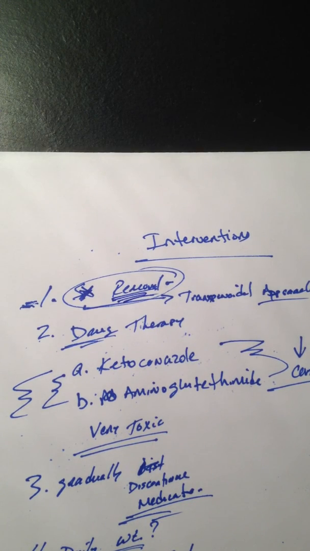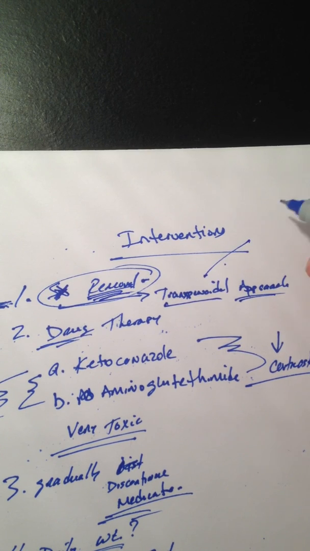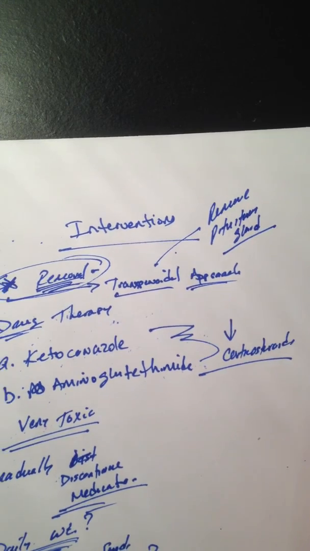So that's number one. And here I have the transsphenoidal approach, and that would be if you're going to remove the pituitary gland. And we talked about this approach during our lecture on acromegaly, okay, the transsphenoidal approach.